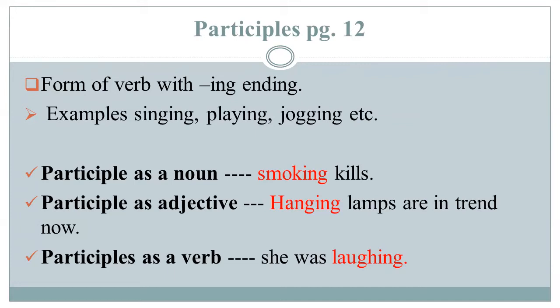Participle as a verb. She was laughing. So she is doing an action, that of laughing. So this is a verb. These points of Oxford Progressive English we have discussed in this lesson are very important from the exam point of view. You need to revise them and learn them.